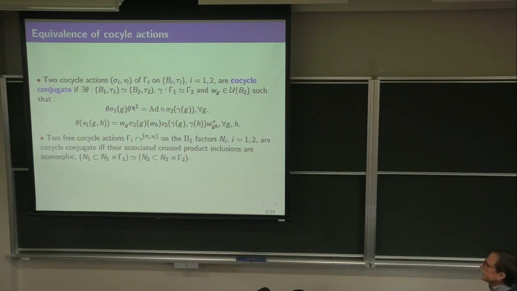So two pre-cocycle actions on II1 factors are cocycle conjugate in this sense if and only if the corresponding inclusions are isomorphic. So you have these two categories basically, with corresponding isomorphisms between objects which are kind of equivalent: the cocycle actions and, respectively, the associated inclusions.